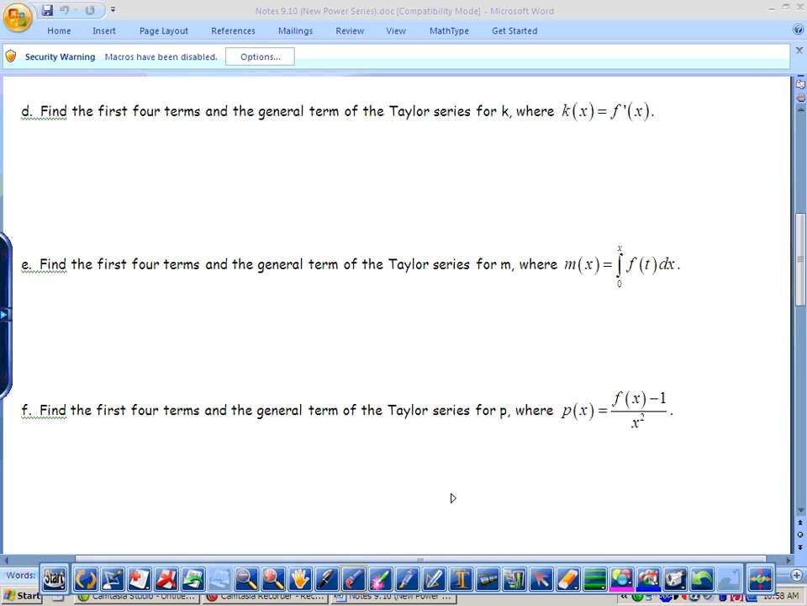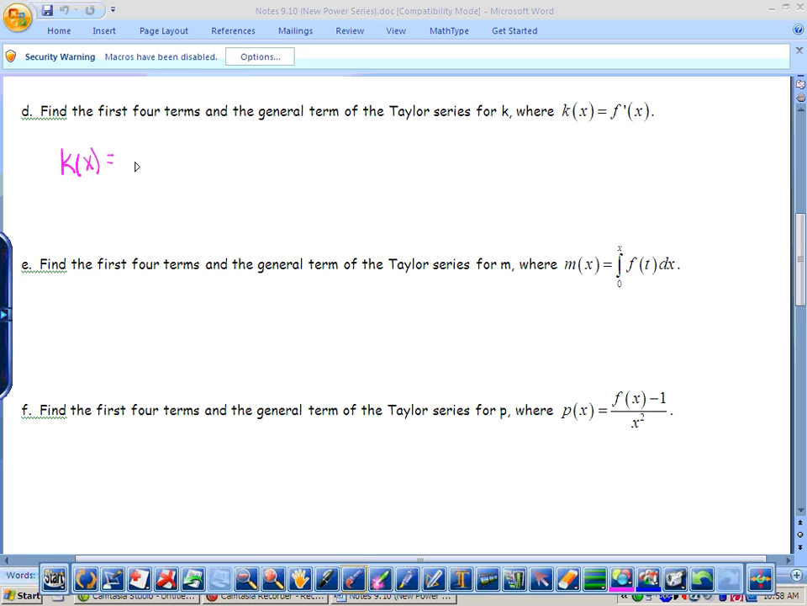All right, find the first 4 terms and the general term of the Taylor series for k, where k of x equals f prime of x. All right, think back to chapter 2 when we learned to take derivatives. If f of x equaled 5x squared plus 3x plus 2, then when I asked you to take the derivative of that, didn't you just take the derivative of every single term? Okay, that's all we have to do here. The first term for f of x was 1. What's the derivative of 1? 0. Okay, the next term is negative x squared over 2.